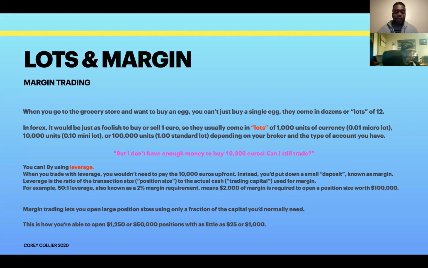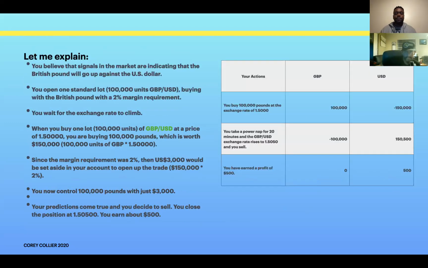A lot of us are probably using 500-to-1. That's a huge difference from 50-to-1. So you're basically multiplying your initial capital by 500. So, did I skip something? No, I didn't. Okay, cool.